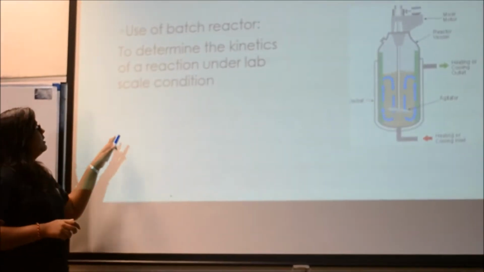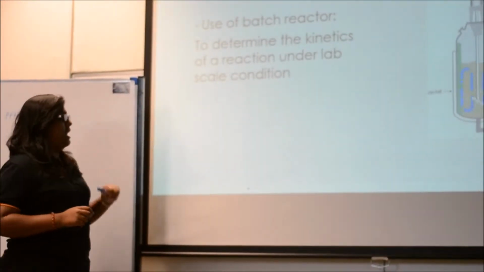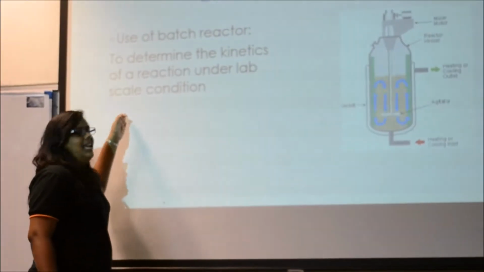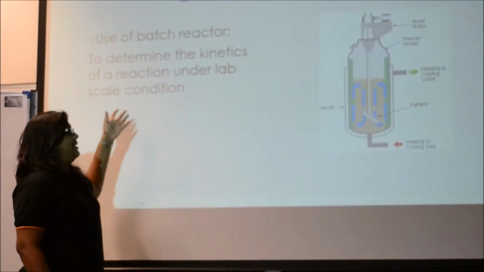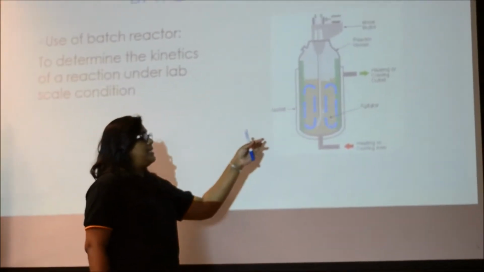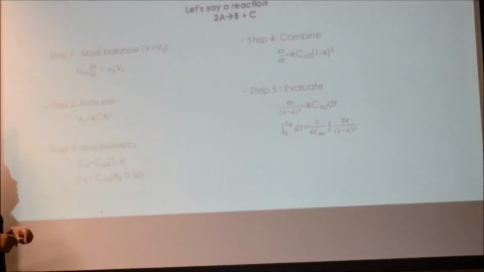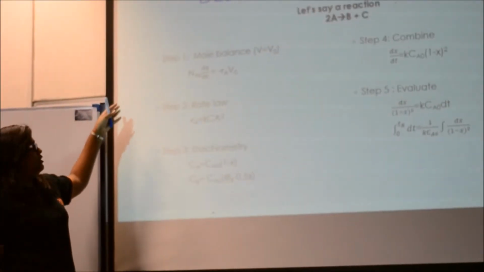A batch reactor is used to determine the kinetics of a reaction under lab scale condition. When I say lab scale condition, it comes to your mind that this is used mainly in a small scale matter. This is a typical diagram of a batch reactor. Now let's see the designs of a batch reactor.